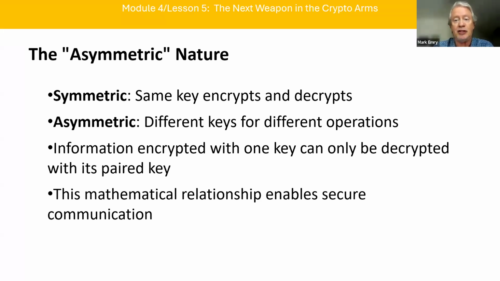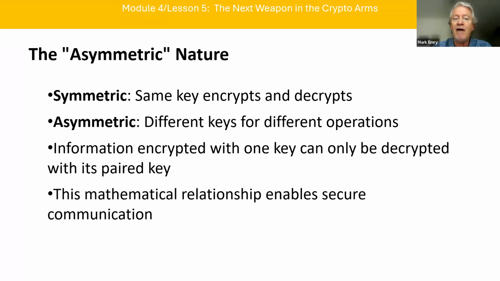Each entity, whether it's a user, system, or organization, typically has a key pair consisting of a public key. This key is shared openly and is used by others to encrypt messages or verify digital signatures. And a private key. This key is kept secret and is used to decrypt messages or create digital signatures.